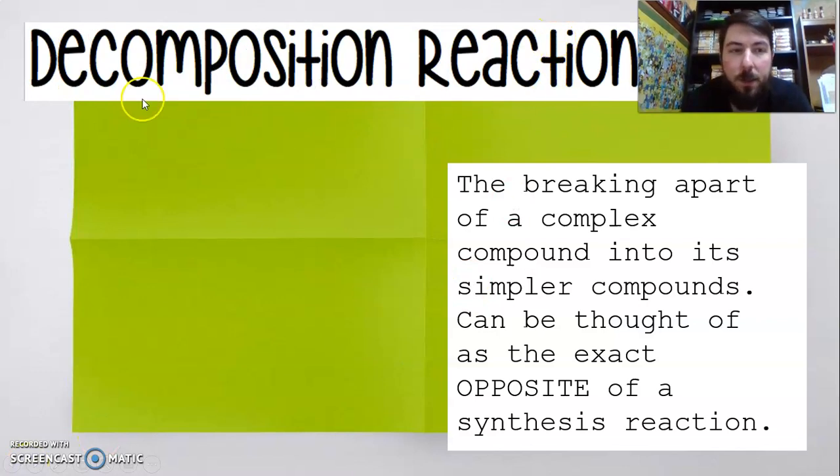The next one is called a decomposition, and that one is just the opposite of the synthesis. So we have one complex compound, so one big thing, and it's going to break down into its individual parts. So say we had something with 3 elements, it's going to break down in a chemical reaction into those 3 individual elements.